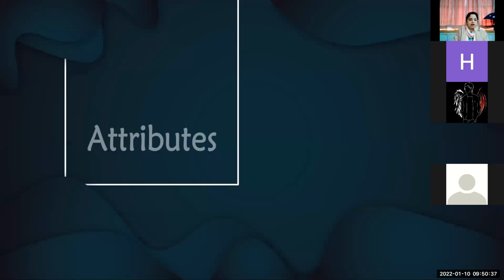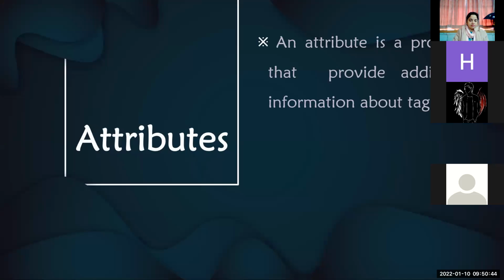Now we are using the attributes with all the tags. Most of the tags are having some attributes. What is an attribute? Attribute is a property that provides additional information about the tag. Providing additional information about a tag, that is called attribute. Like we are using the body tag.